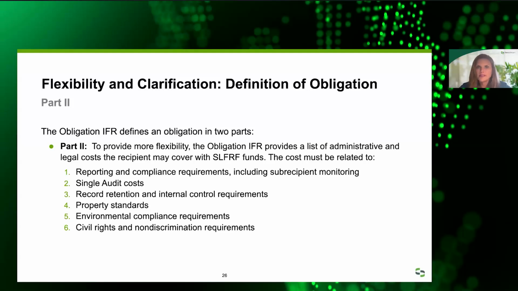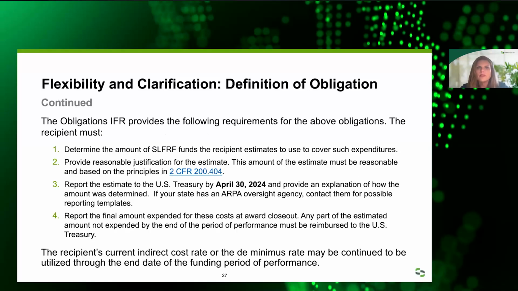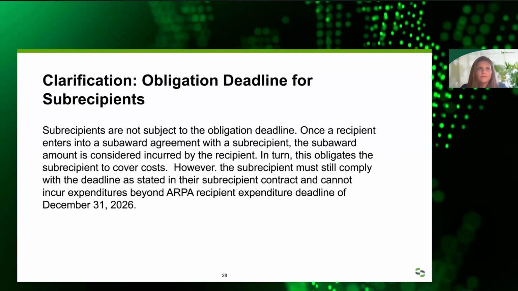Part 2 was to provide the flexibility and provide a list of administrative legal costs for the recipients. What are some of the things that you can include in that administration costs? And then the requirements as to the obligation. So you are able to report the estimate to the Treasury by April 30th, 2024 to provide explanation of the amounts determined, and then report the final amount expended by the end of the year. The recipient's current indirect cost rates or the de minimis rate may be continued to be utilized through the end date of the funding period of performance. That was an important statement.